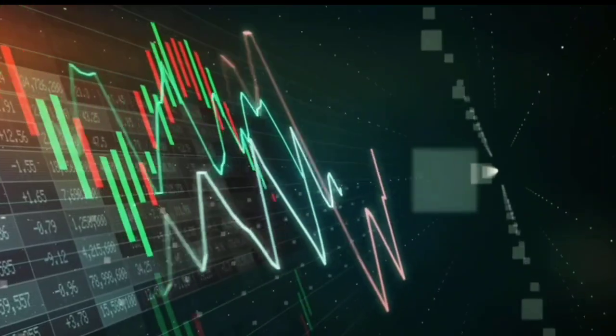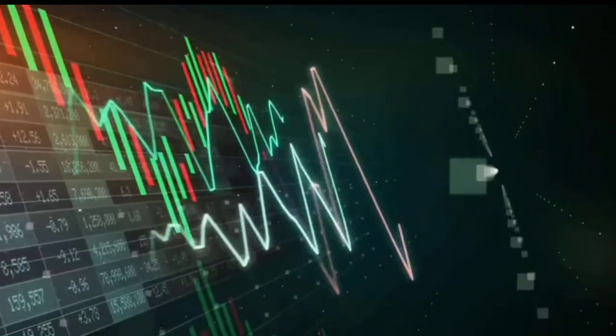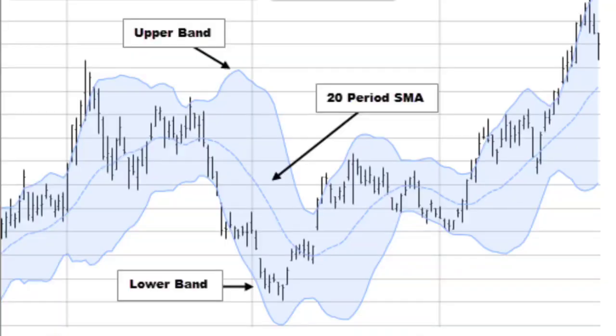Before we dive into the strategy, let's make sure we all understand the tool. Created by John Bollinger, this indicator consists of 3 lines. The middle band. This is a simple 20-period moving average. It shows the intermediate term trend. The upper band. This is the middle band, plus 2 standard deviations. It measures volatility above the average. The lower band. This is the middle band, minus 2 standard deviations. It measures volatility below the average.